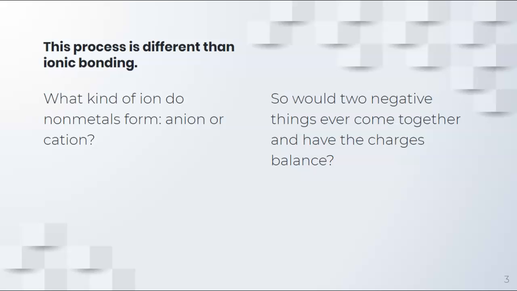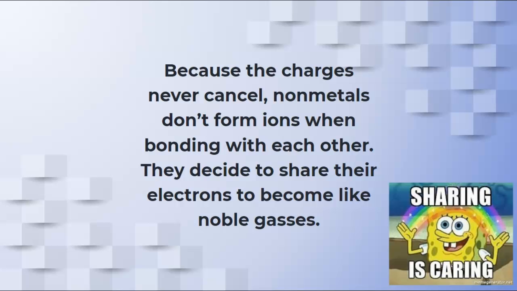Remember with ionic compounds, they were trying to be like noble gases, remember? They were going to give away and take electrons to be like a noble gas. And remember for the nonmetals, they were always trying to gain extra electrons to be like a noble gas. And so all nonmetals always have a negative charge. And so if we've got two nonmetals with two negative charges, would those things ever cancel out? Would those opposites ever attract? No, because they would never be opposite. They'd both be negative. We could never get those charges to balance.